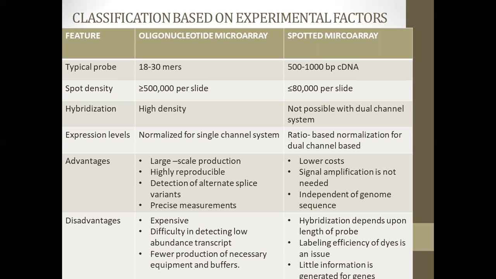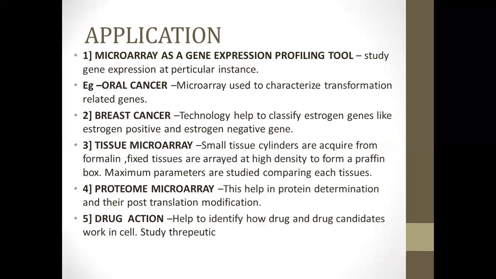The advantages are more for oligonucleotide as it is single channel, with no mixing up of the samples, and variants are less. But spotted arrays are much cheaper than oligonucleotide. You can use both control and case samples on the same slide. But as I said, there are problems related to dual channel based microarray when it comes to higher efficiency and verification.